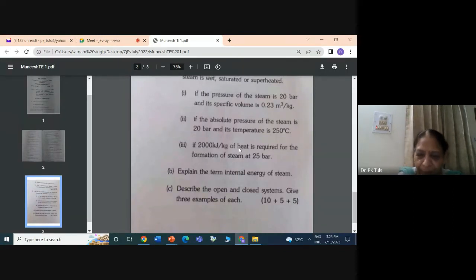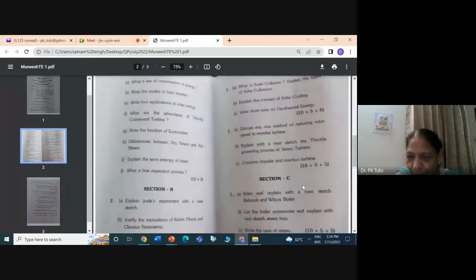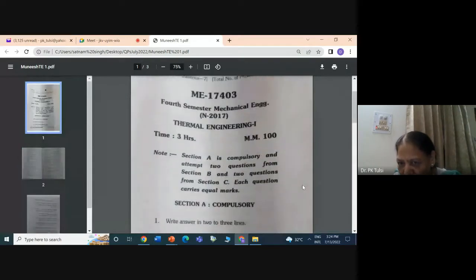गिव 3 एग्जांपल्स. अब देखिए आपने ओपन एंड क्लोज्ड सिस्टम को डिस्क्राइब करने को कहा है. टोटल मार्क्स आर 5 और उसके बाद आप 3 एग्जाम्पल्स ऑफ ईच ले रहे हो. How would you divide the marks into its parts? पहले तो डिस्क्राइब करेगा, फिर उसके 3 एग्जाम्पल देगा. तो आपने नहीं लिखा कि कितने कितने नंबर आप किस चीज को देने वाले हो. So mark distribution also requires little modification here.